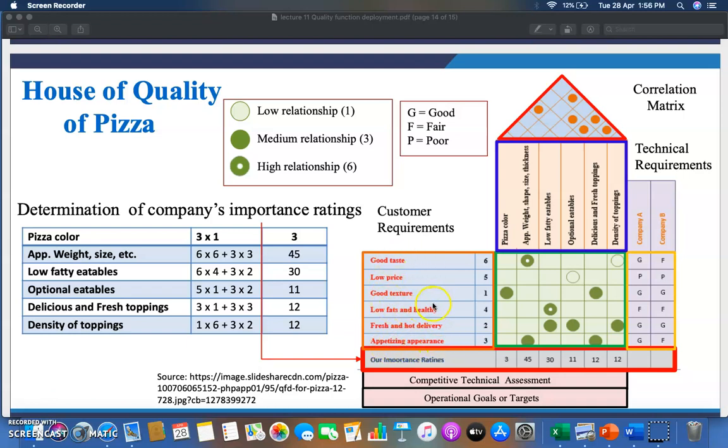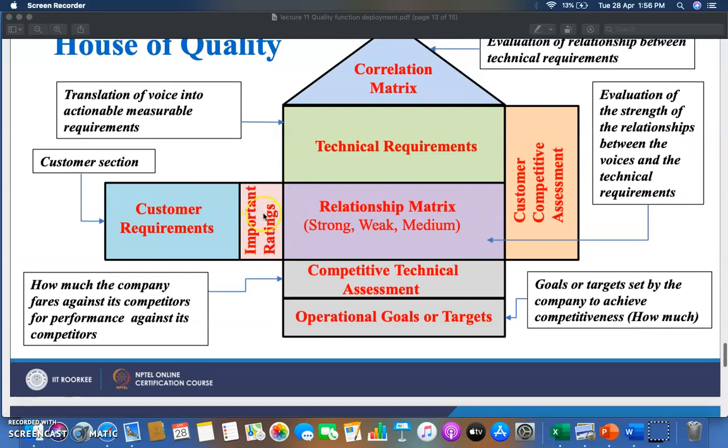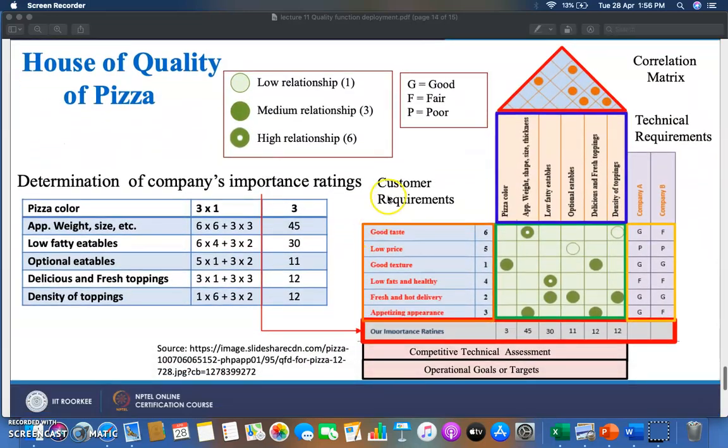Also, these are the things in which we have given the highest rating to good taste, which is 6, and similarly we have given the importance rating. These are the importance ratings which we have to give to the customer requirements. That we have done, meaning two blocks or two columns of this house of quality have been filled. Next is your technical requirement.